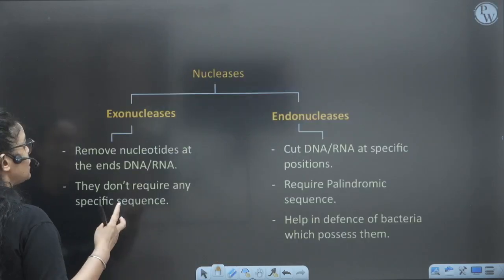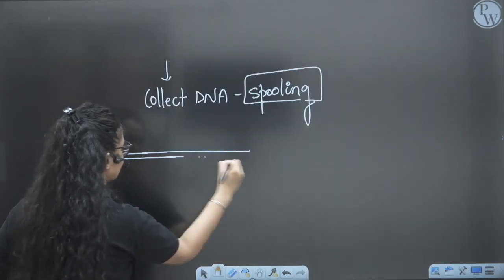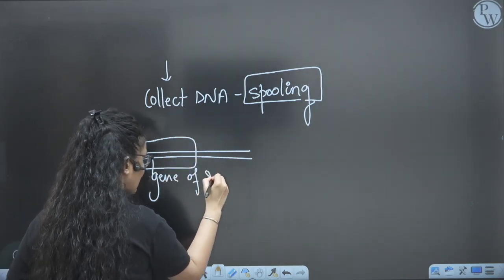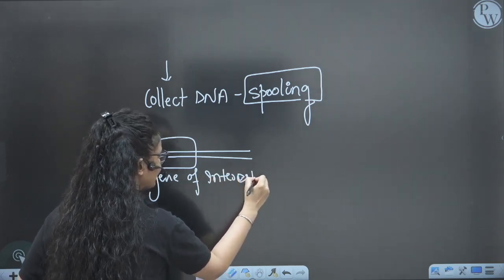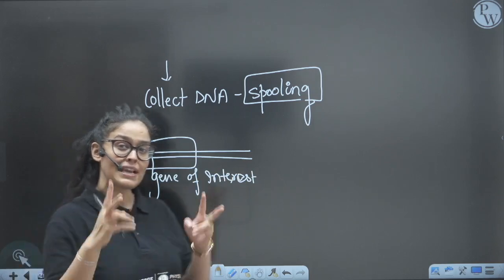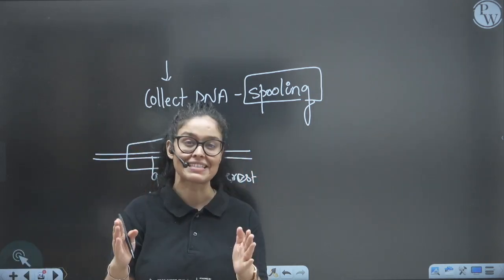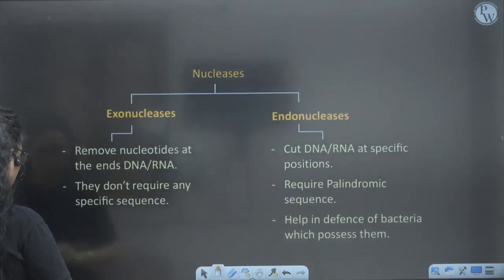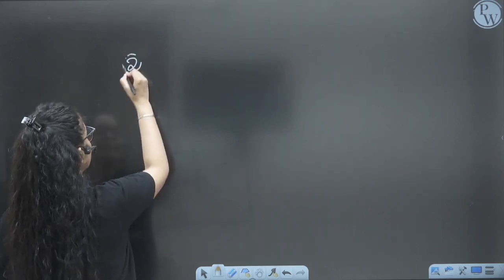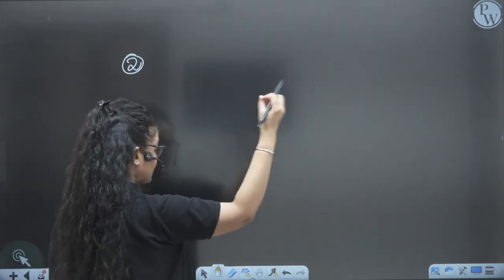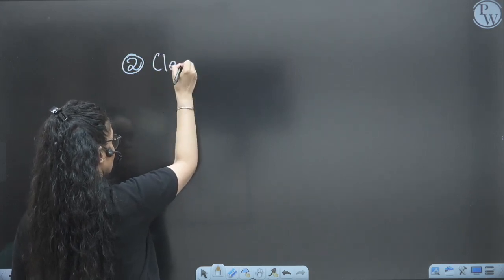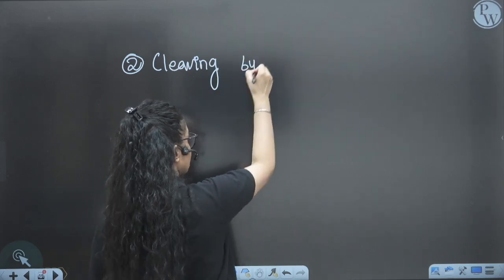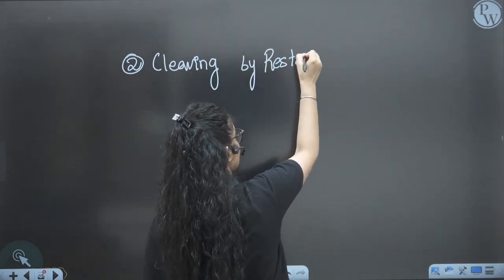Now the second step, using cutting up. Now we have collected the DNA, but we want our gene. So suppose this is the gene of interest. We have to cut our gene of interest from the DNA. So the second step will be using molecular scissors, using restriction enzyme, we will cut our gene of interest. So yes, we are having the restriction enzyme, right? The second step will be cleaving the DNA gene of interest by restriction enzyme. So we will see the cleaving of the DNA by the restriction enzyme, right?